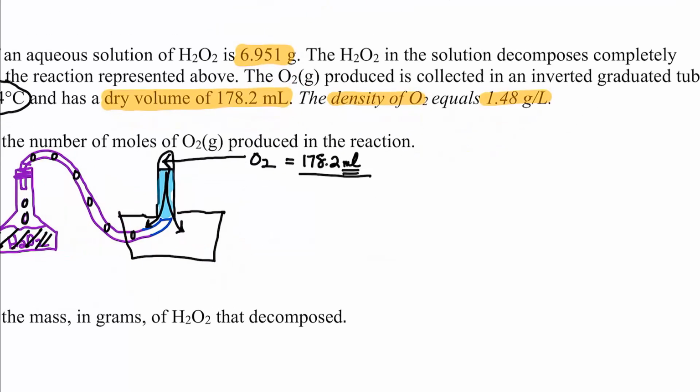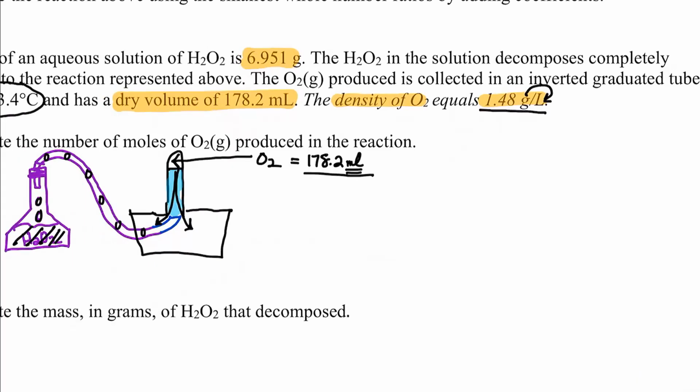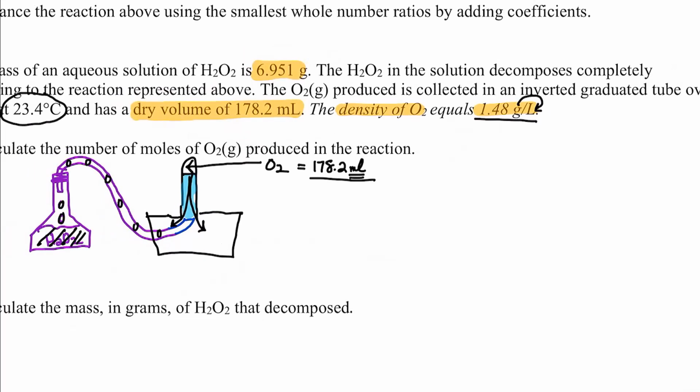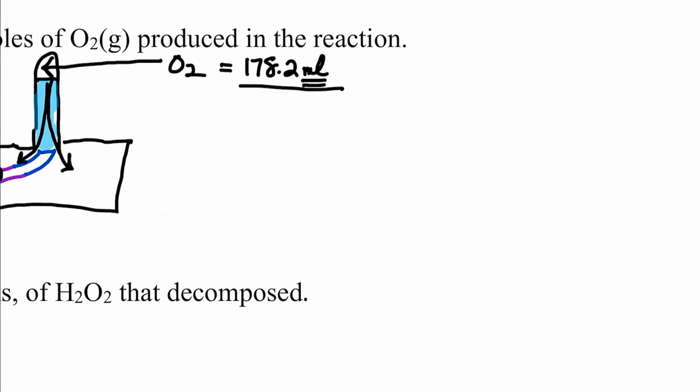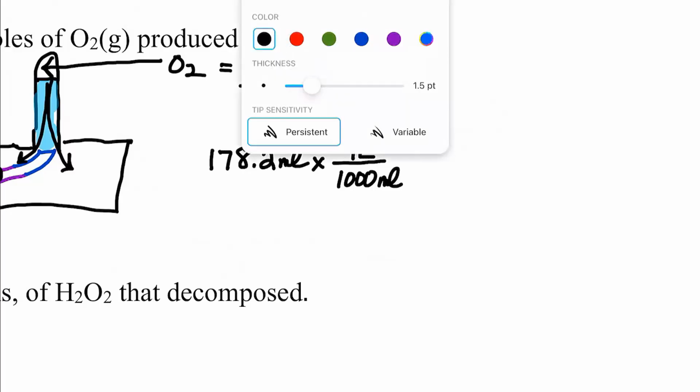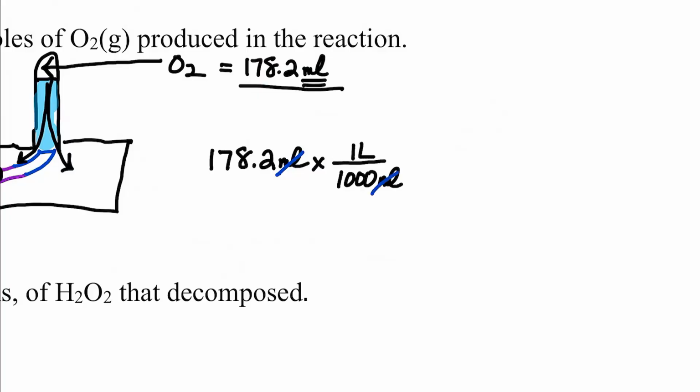But we have something else just as important. We have the density, and notice the density is in grams per liter. That's what we use a lot for gases. So in order to find the moles of the oxygen, I'm going to take this volume, 178.2 milliliters. I'm going to convert to liters, and I know I can just move the decimal place, but I'm just going to make this nice and pretty. I'm going to get rid of milliliters, and I know that 1,000 milliliters equals 1 liter. My milliliters cancel, and I'm left with liters.